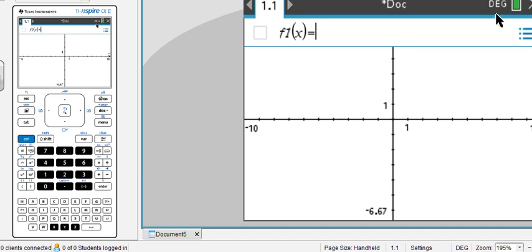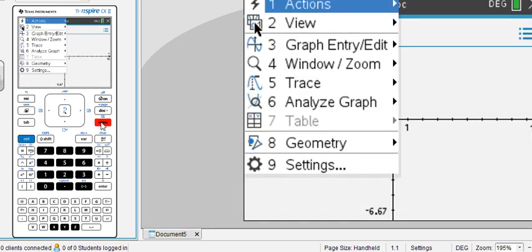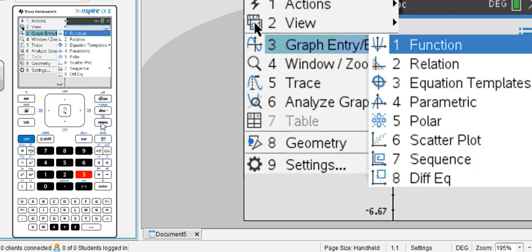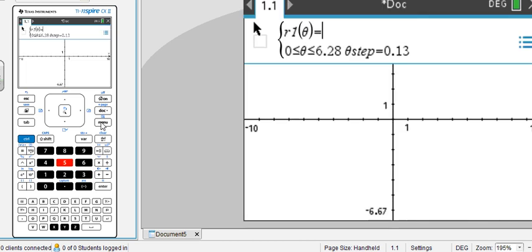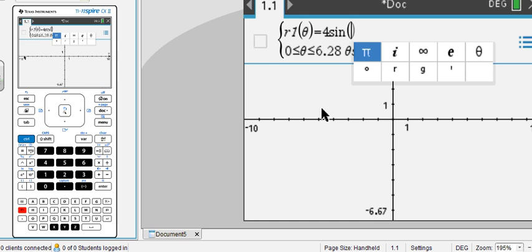All right, to get into polar mode, we're going to hit the menu button. And when we hit the menu button, we want to hit choice 3, which is graph entry or edit, and then option 5, which is polar. And we want to graph that first equation, which is r equals 4 times sine theta. The theta you're going to find back behind the pi button. When I pull up the pi button, it'll pull up all these options. I want theta.